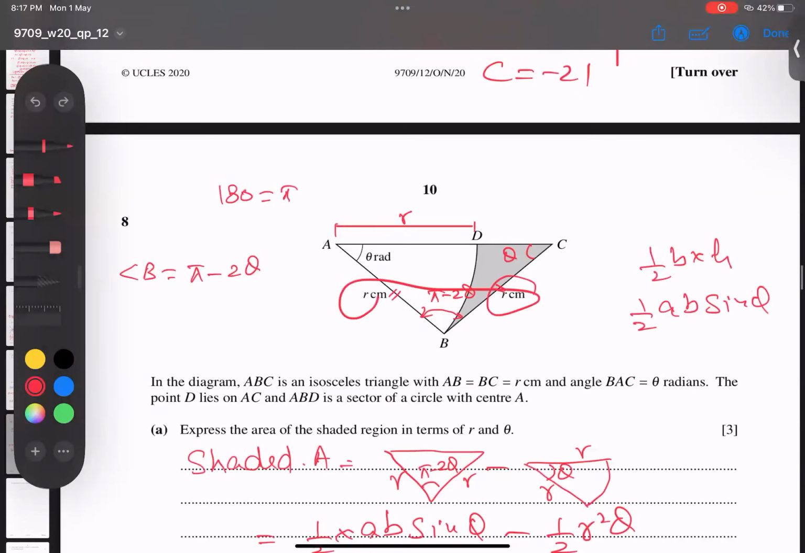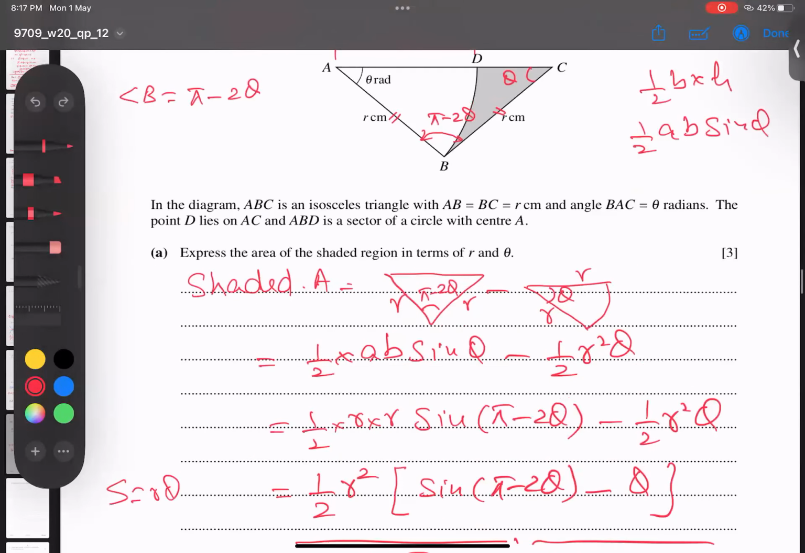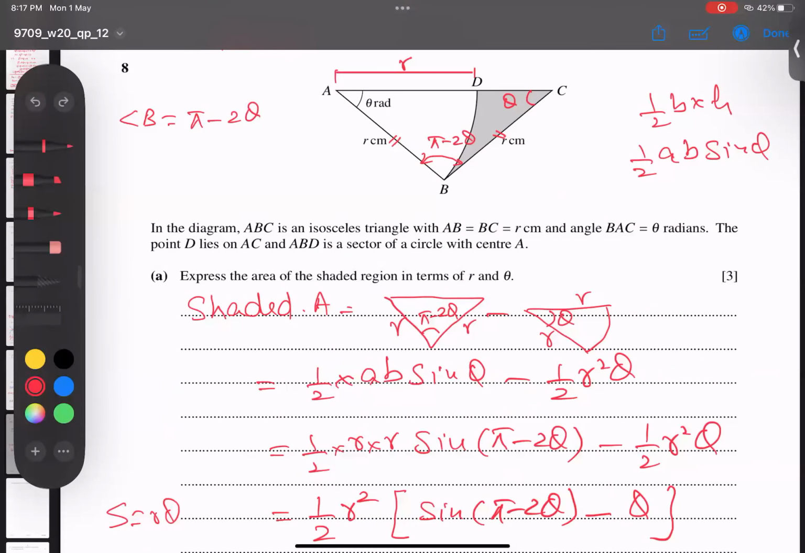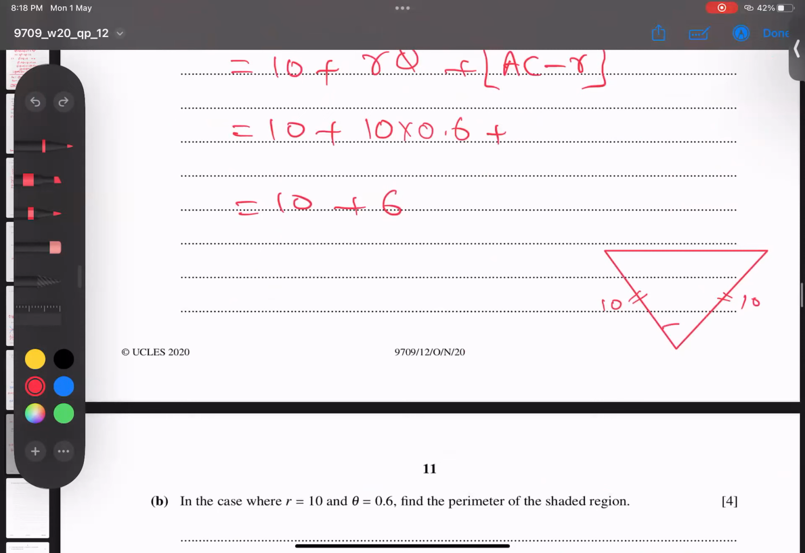See, radius, radius. And if you plug in this theta 0.6 here, so pi minus 2 times 0.6. So let me check. Pi minus 2 times 0.6 is giving me 1.942. So it means this angle is 1.942.